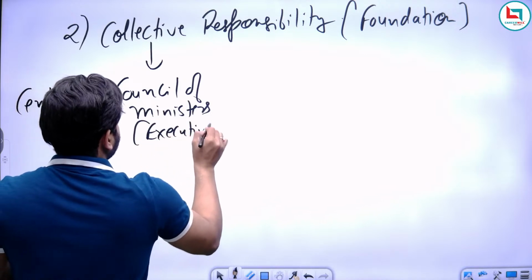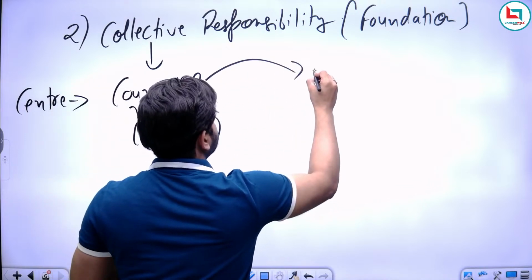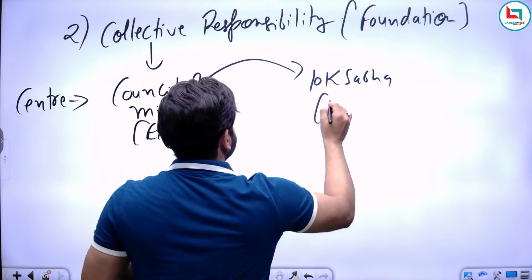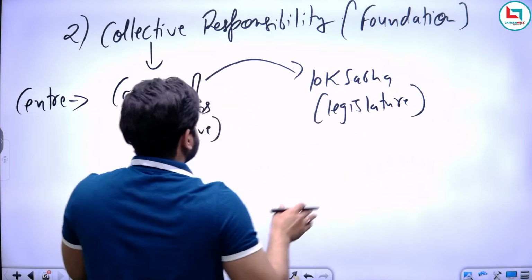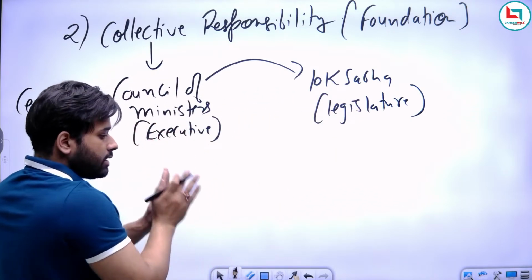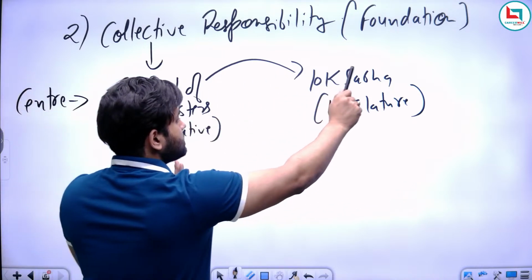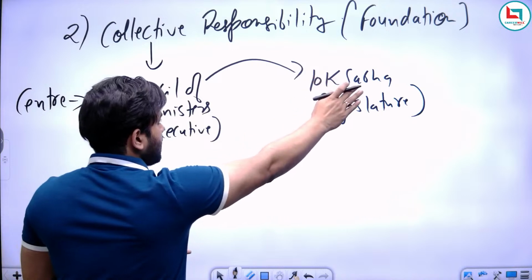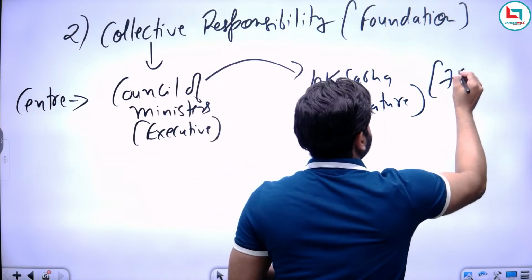Okay, all the council of ministers shall be collectively responsible to the Lok Sabha. And what is Lok Sabha? Lok Sabha is the legislature. Now we all know that in a parliamentary system, executive is responsible to the legislature, and at the central level, council of ministers are the executive and Lok Sabha is the legislature. Now we all know council of ministers shall be collectively responsible to the Lok Sabha. This thing is written in Article 75 Clause 3.